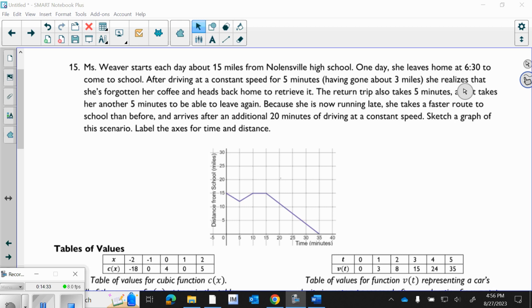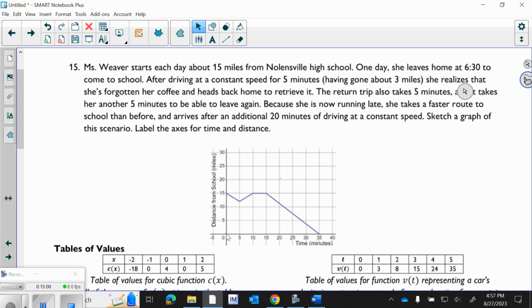So Miss Weaver starts each day about 15 miles from Nolensville High School. So we're going to assume in this graph that Nolensville is our destination, and therefore that would be mile 0. So when you start this graph at 15, you're talking about 15 miles away from school, hence the label, distance from school in miles.